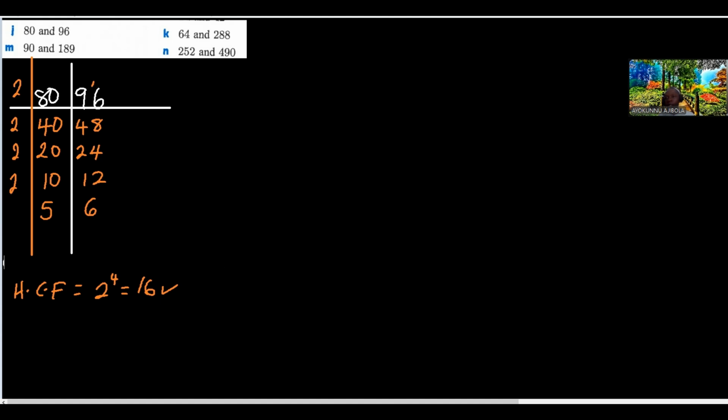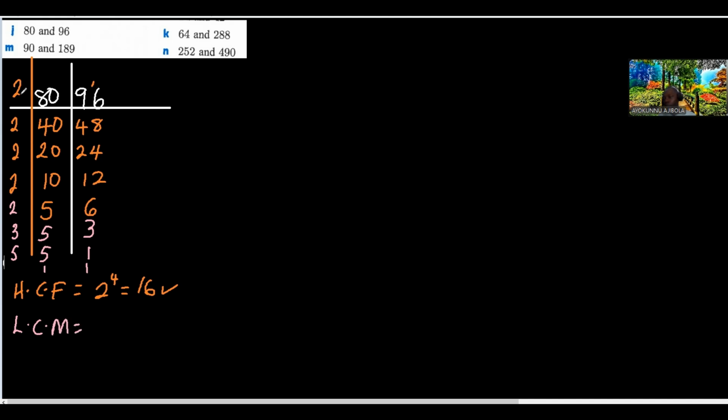But for our LCM, we have to continue further. So 2 can go in this one to give me 3. It can go here. So 3 can go in this one to give me 1. It can go here. And 5 can go in this one to give me 1. So 1 remains here.